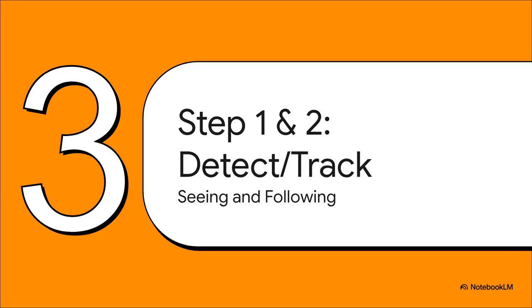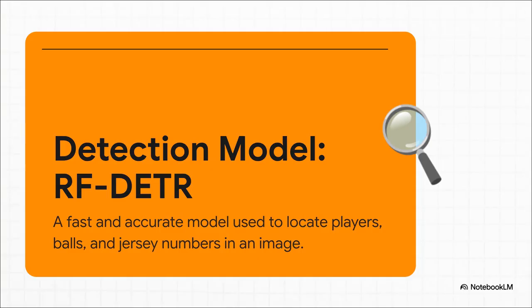All right, so let's start at the beginning. Steps 1 and 2 are the foundation for everything else. You can't do anything cool until you can first see the players and then follow them around. The first specialist on our assembly line is a model called RF-DETR. Its only job is to scan a single frame of the video and instantly draw a box around anything that looks like a person, a ball, or a jersey number. It was picked because it hits that sweet spot. It's super fast, but also really accurate, even when things are kind of small and blurry.